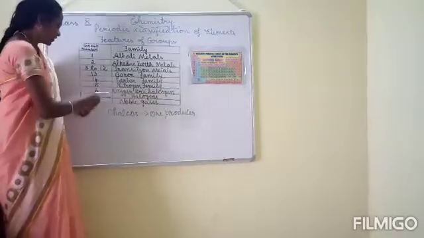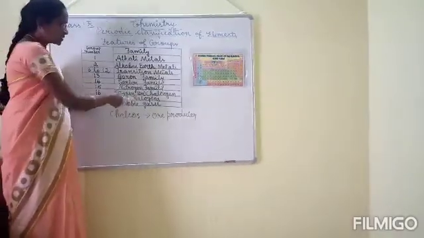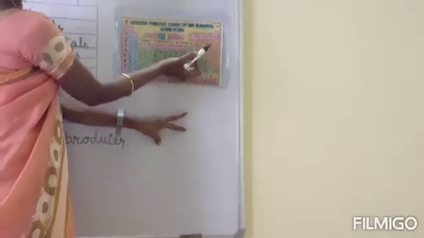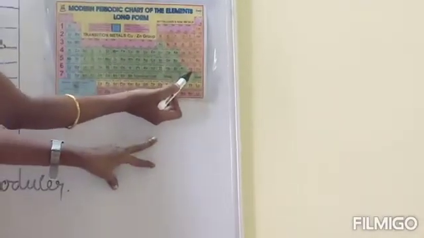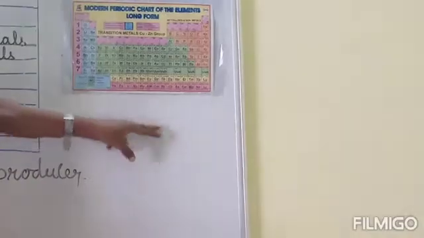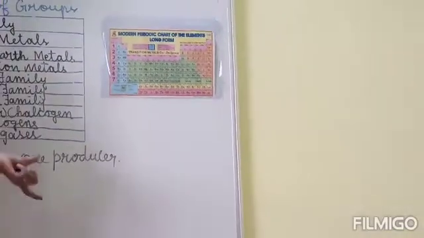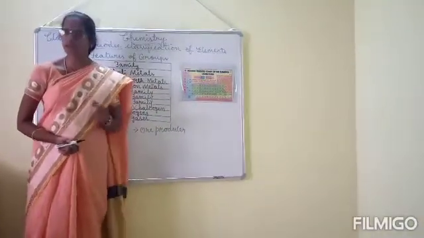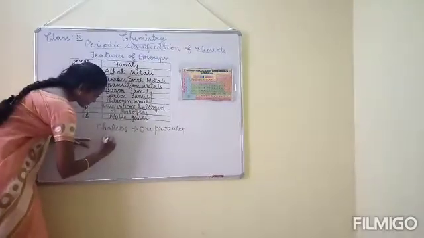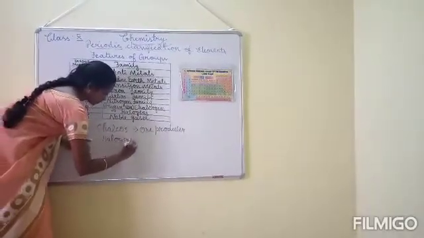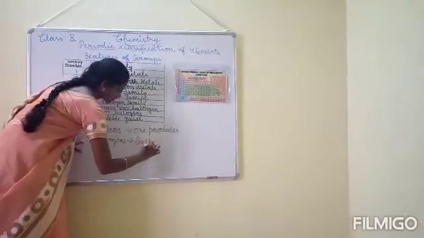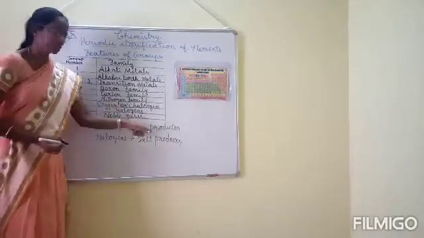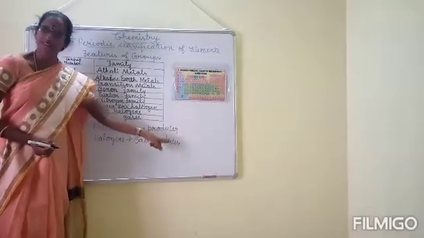Ore producer. Okay, next one, come to the 17th group. The 17th group are halogens. So this is the 17th group: fluorine, chlorine, bromine, iodine, astatine. These are called halogens. This word is also derived from a Greek word. Halogens means salt producer. Chalcogens means ore producer and halogens means salt producer.